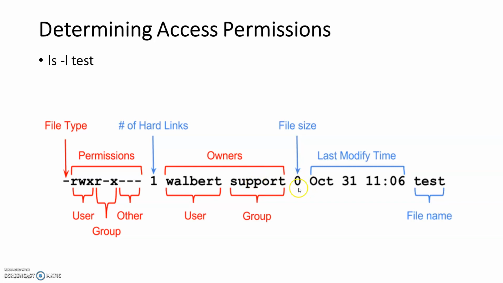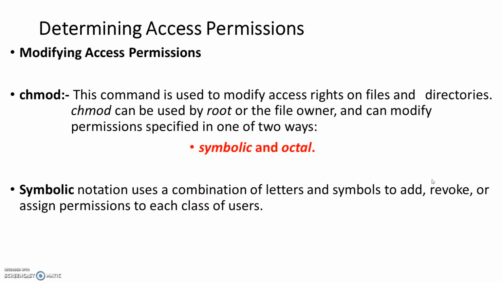The next parameter is the size of the file. Here it shows zero size, which means it might have been created with the touch command, because the touch command is used for creating empty files. Then the next field shows when the file was created or modified, so the time and date of creation as well as modification. The last parameter is the name of the file. As you can see, the name of the file is test.